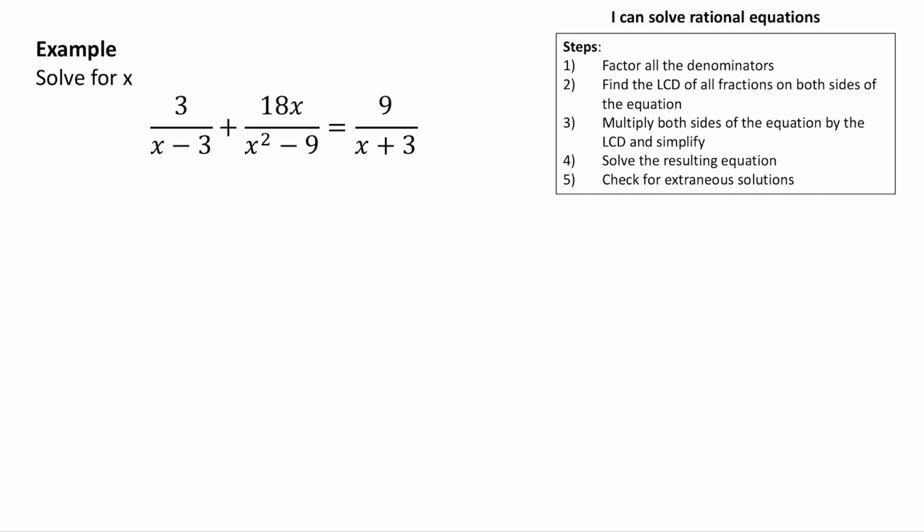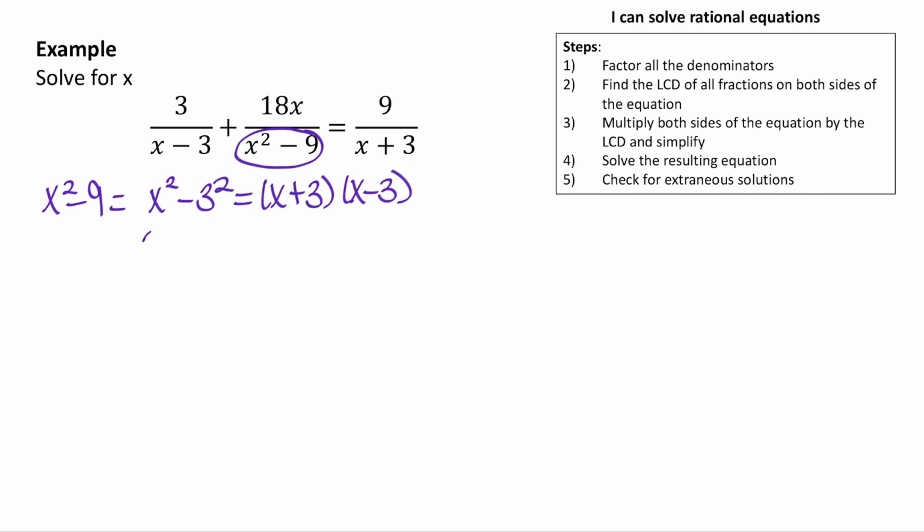So we want to factor all the denominators, okay? So it won't always be the situation where the denominators are already factored, but that's okay because we can factor them. So the only denominator that needs to be factored is this one right here. So that x squared minus 9. Notice that that is x squared minus 3 squared. Okay, so that's going to be x plus 3 times x minus 3. So I'm going to write this as 3 over x minus 3 plus 18x over x minus 3 times x plus 3.